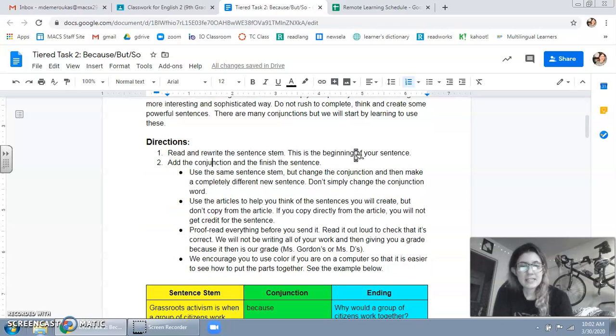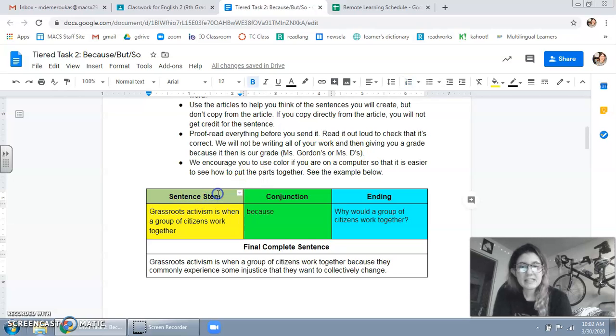So the way this works is you'll be given a sentence stem. That's the beginning of your sentence. Then you'll be shown the conjunction you want to use. Then you'll be given an ending, and I've given you a question to help you think, how will I end the sentence? So, our sentence stem is, grassroots activism is when a group of citizens work together. That's a sentence all on its own, but I want to make a more complex, interesting sentence. So I'm going to add because, that's my conjunction, and because is a conjunction that means there's a reason.